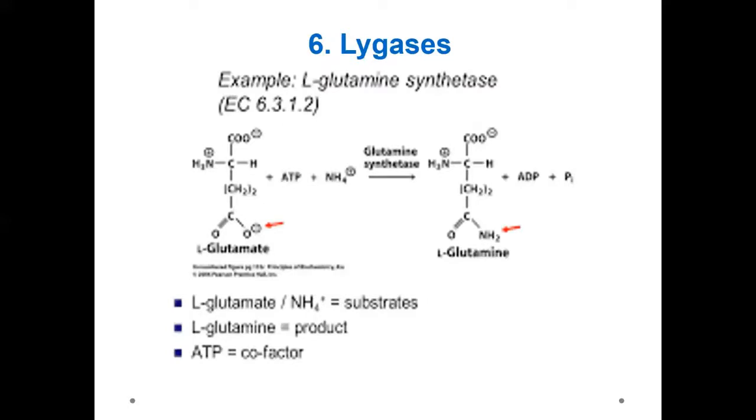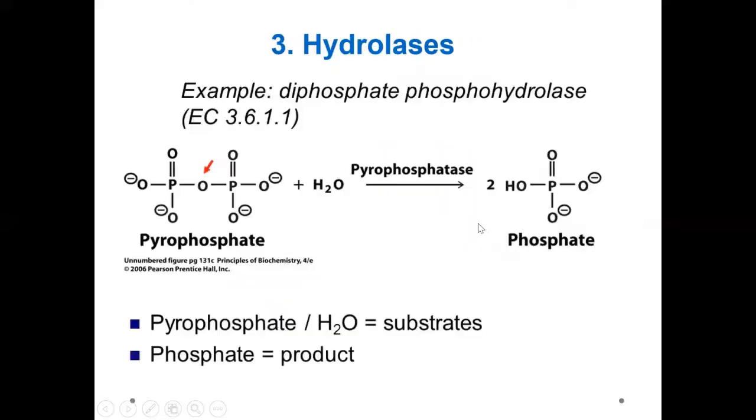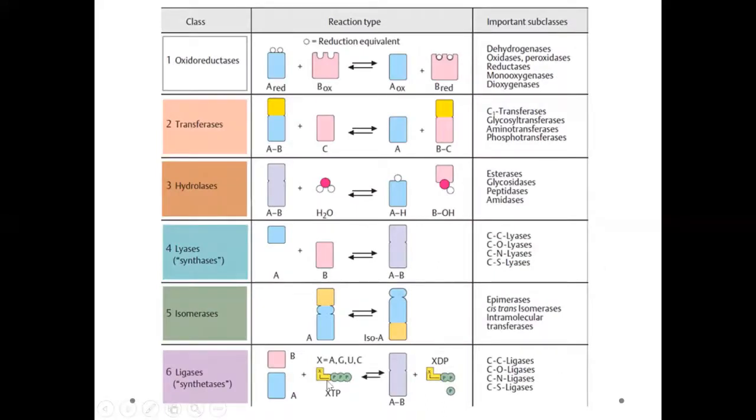And at the end, sixth class, ligases or synthetases. These enzymes catalyze the association of two molecules. In this reaction, ATP is used, we use energy, glutamate and ammonia connecting. We use ATP energy and form L-glutamine. From the amino acid glutamate we form glutamine. It is a reaction of synthesis, and now here is the mechanism of this reaction.